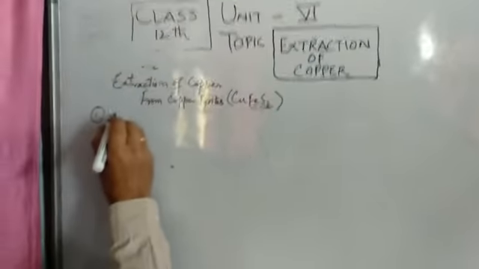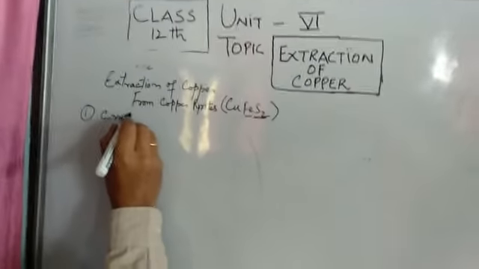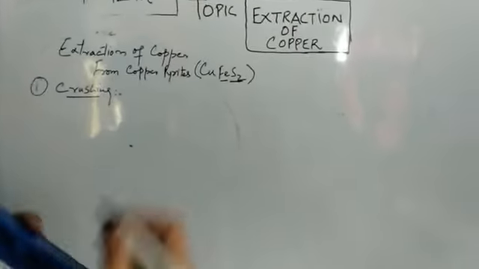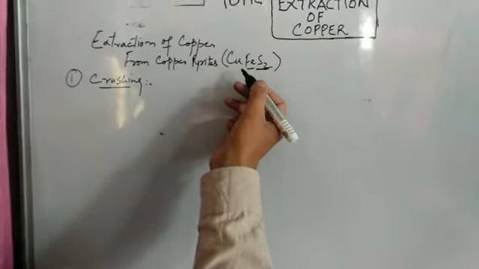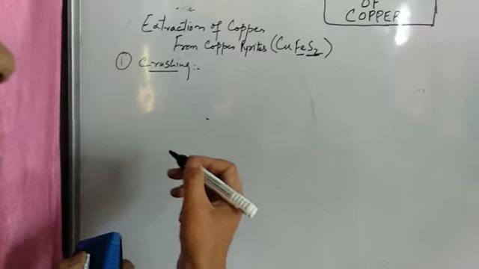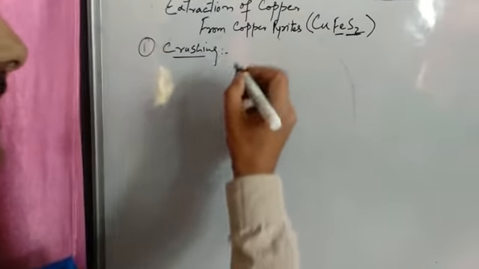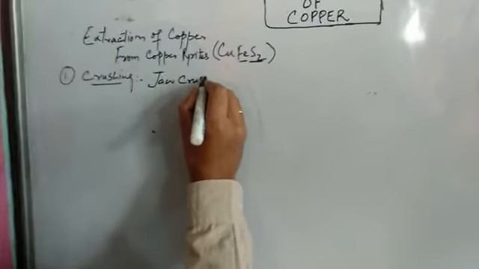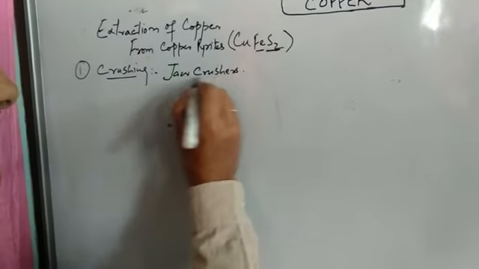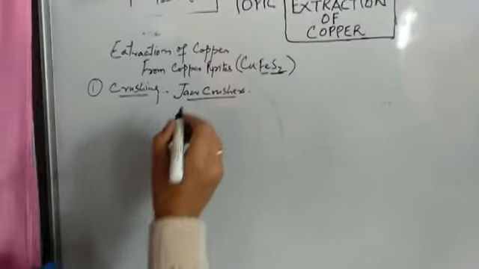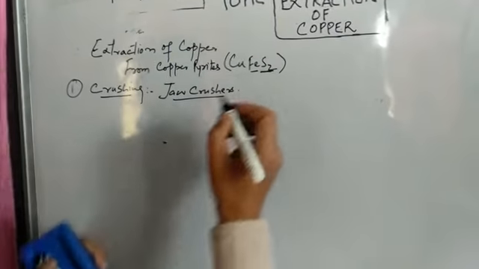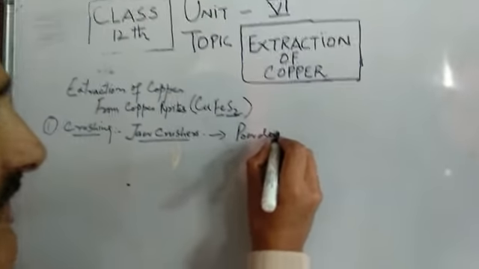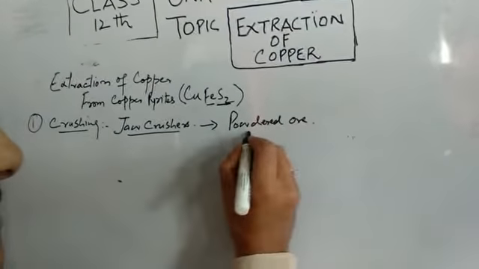The first step, the common step for the extraction of all metals, is crushing. If you remember how crushing is done, we take the ore, for example here copper pyrites ore, and crush it into a fine powder by using jaw crushers. Jaw crushers are very large in size. We put the ore in these jaw crushers. These jaws crush the ore and change it into powdered form, and as a result we get powdered ore.